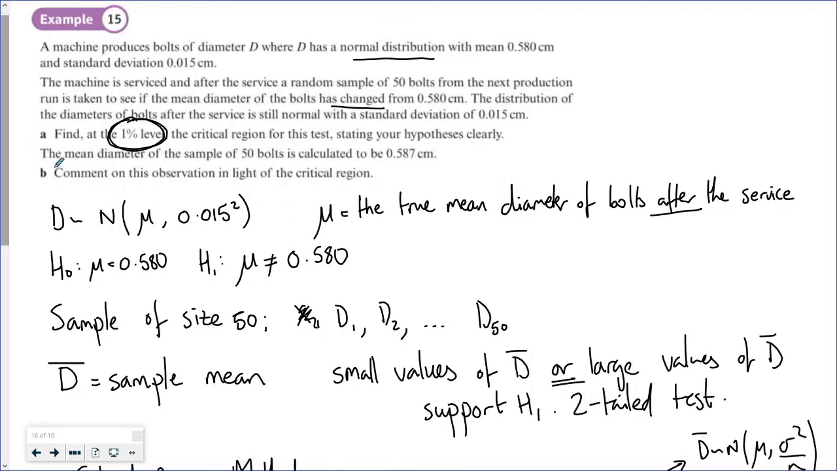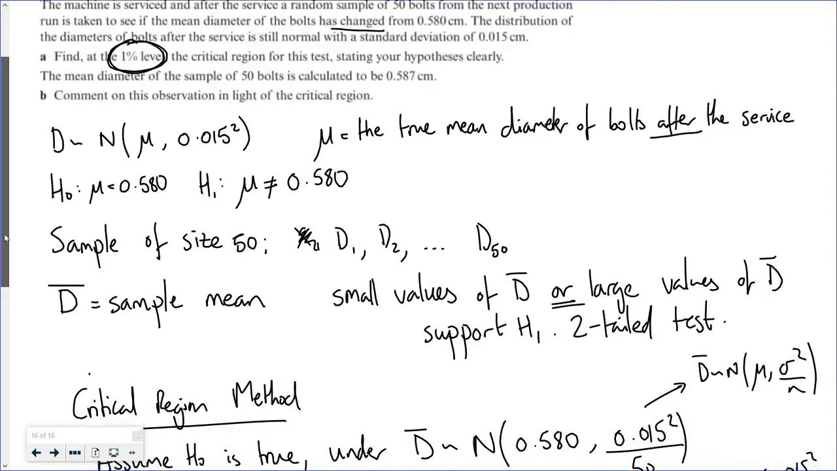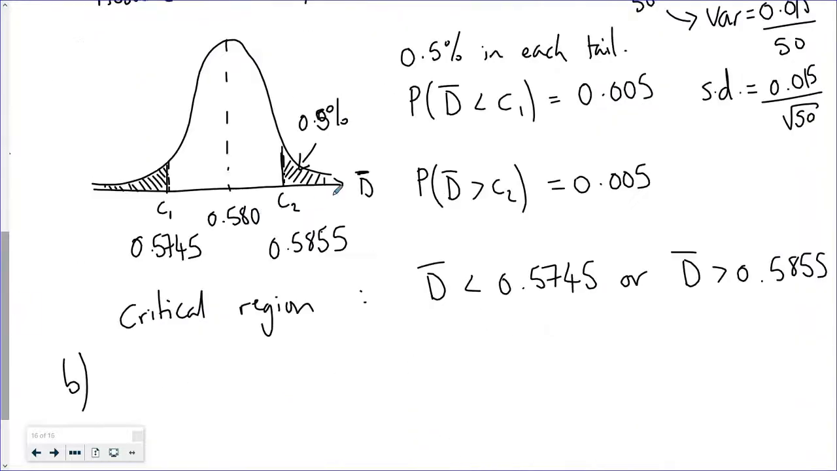And in the final part of this question, we're told that when someone goes out and takes a sample of 50 bolts, D bar, the sample mean, is calculated as 0.587. So we want to comment on the observation in light of the critical region. So we're basically doing a hypothesis test. Well, if we look at our diagram that we drew before, we're going to work out, is D bar in our critical region? And 0.587 would be somewhere here. So 0.587 is in our critical region because it's bigger than this value here.